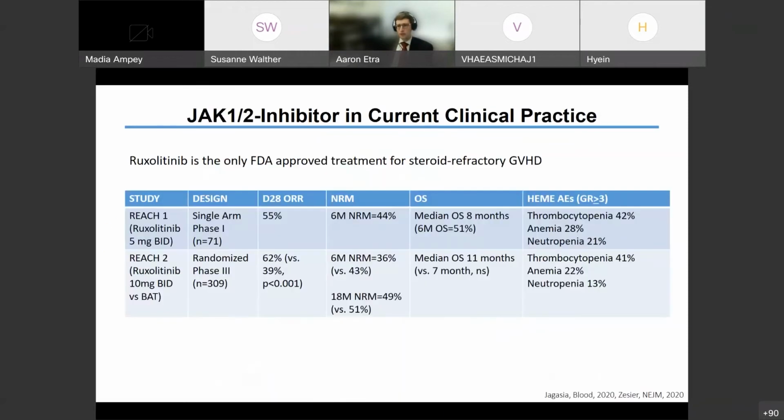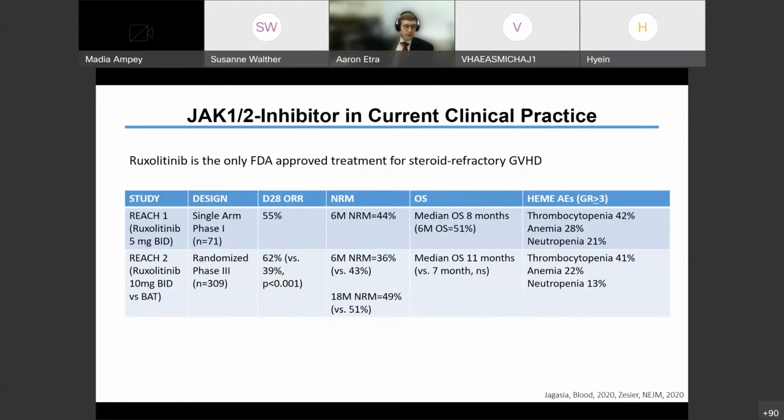In doing so, this makes JAK inhibitors a potentially attractive treatment for graft versus host disease, and indeed, this has been done. So in current clinical practice, ruxolitinib, Jakafi, is the only FDA-approved treatment for steroid refractory GVHD as of now. This came about as a consequence of two clinical trials. One was the REACH1 trial, which was a single arm: ruxolitinib 5 milligrams twice a day, 71 patients, and they looked at response rate, NRM, survival, AEs, all the usual things. Day 28 overall response rate was 55%. For some historical context, steroid refractory GVHD is often very difficult to treat, has a high incidence of morbidity and mortality, and this was thought to already be pretty exciting.